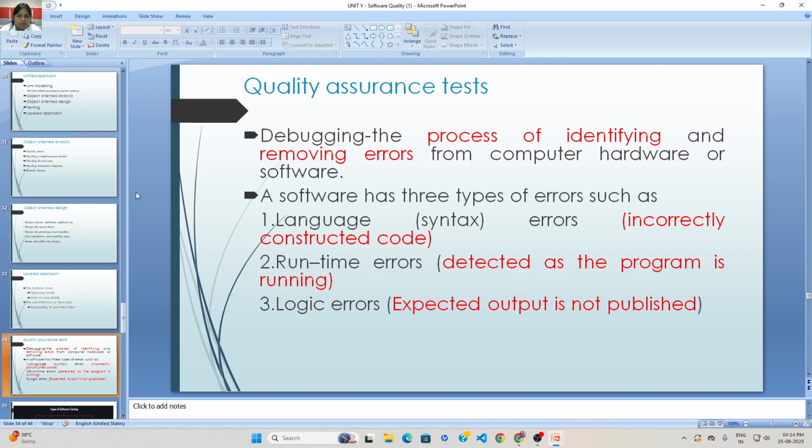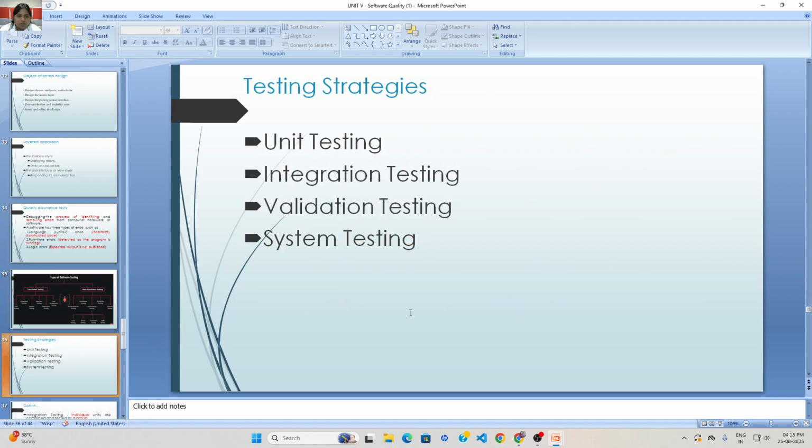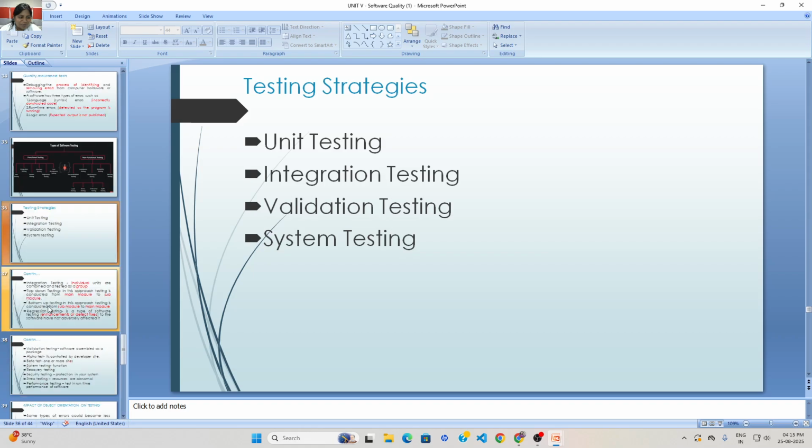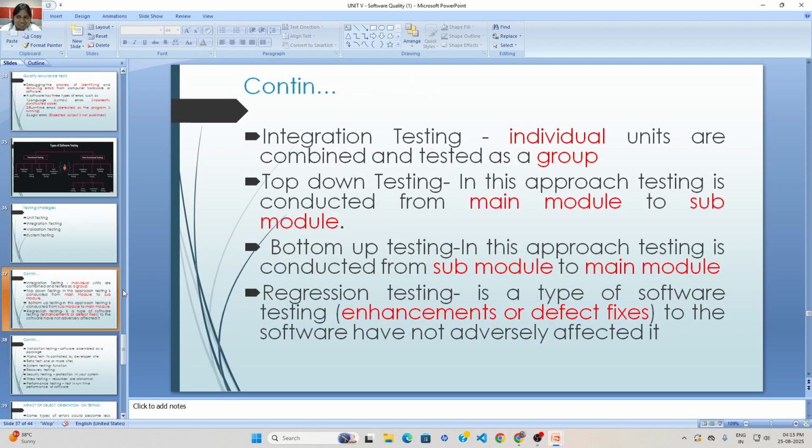Next one is software quality assurance test. It is used to debug, the process of identifying and removing the errors from the computer. The software has three types of errors, such as language error, runtime error, and logical errors. So testing strategies, we have four types of testing: unit testing, integration testing, validation testing, and system testing. Integration testing is where individual units are combined and tested as a group, and it has two types. One is top-down testing and another one is bottom-up testing.